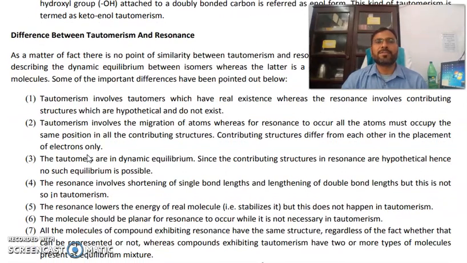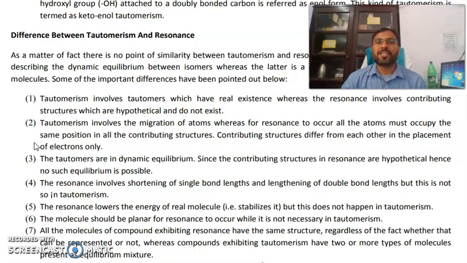So, the difference between tautomerism and resonance. As a matter of fact, there is no point of similarity between tautomerism and resonance. The former is a phenomenon describing the dynamic equilibrium between isomers, whereas the latter is a concept for representing the structure of a molecule. Some of the important differences have been pointed out. You can see here: tautomerism involves tautomers, which have real existence, whereas resonance involves contributing structures, which are hypothetical and do not exist.